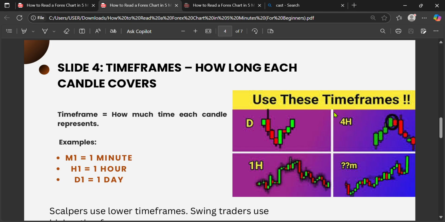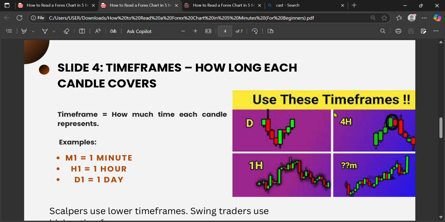Now let's go to time frames and how long each candle covers. What is a time frame? A time frame is basically the period of time in which each candle is formed, and we have different time frames.